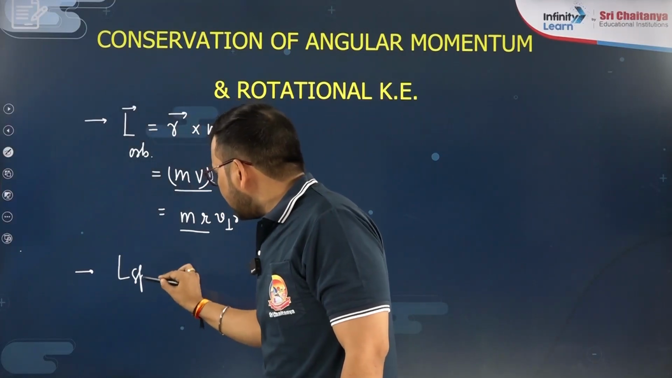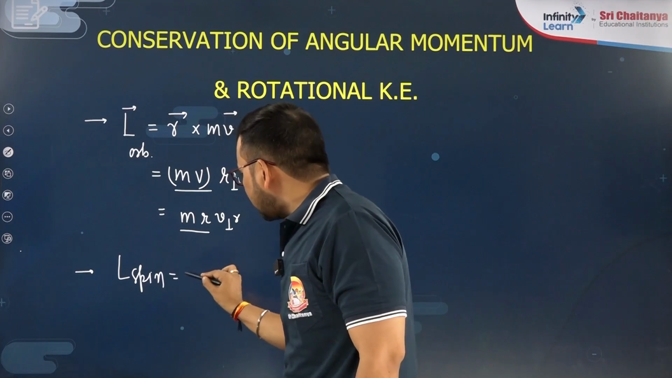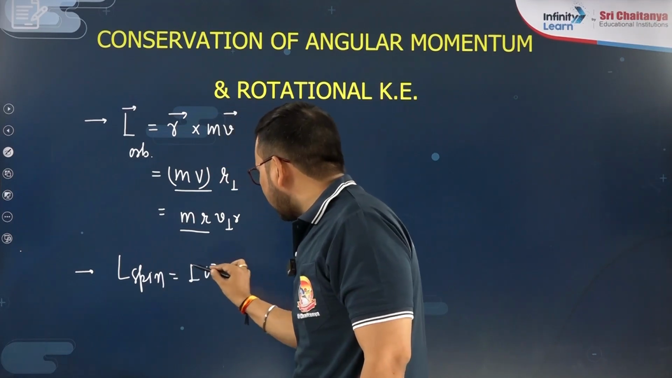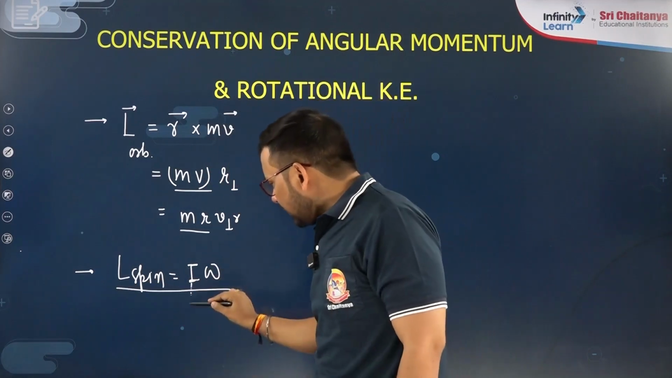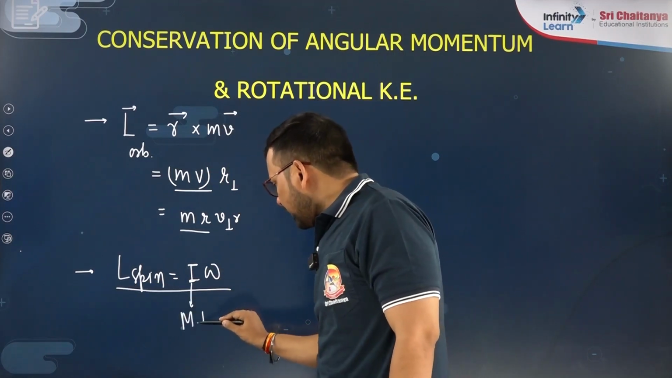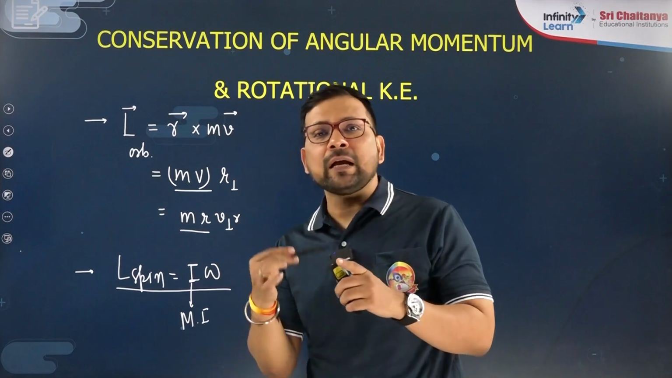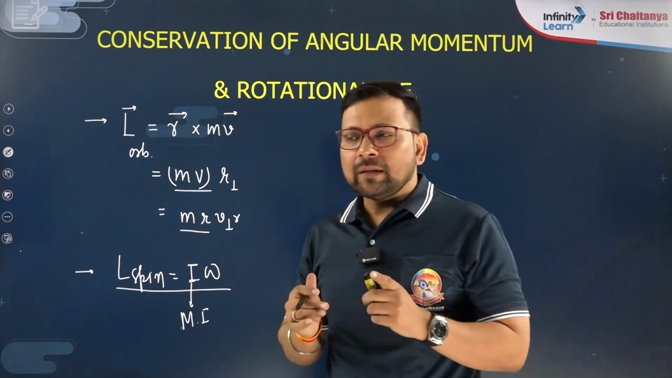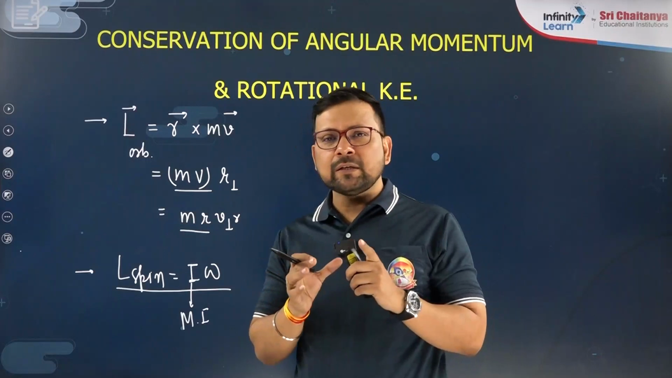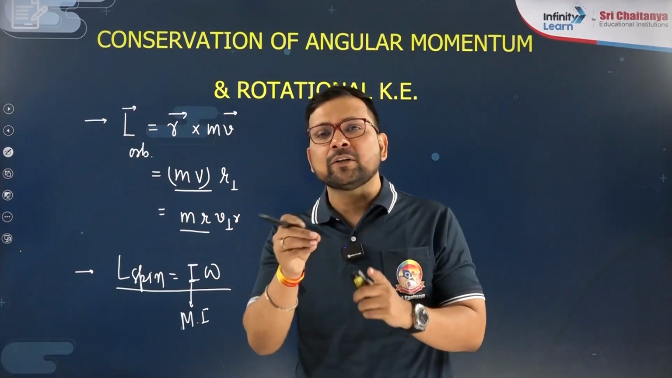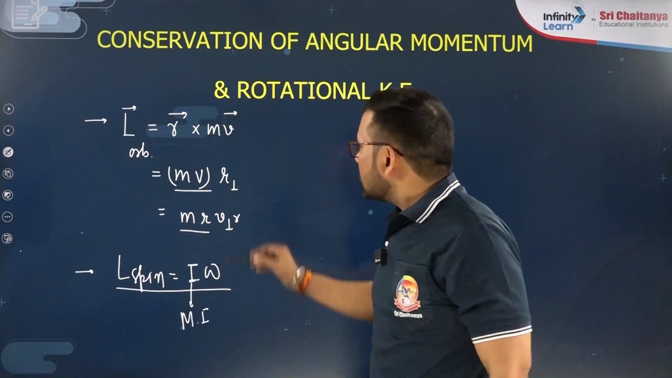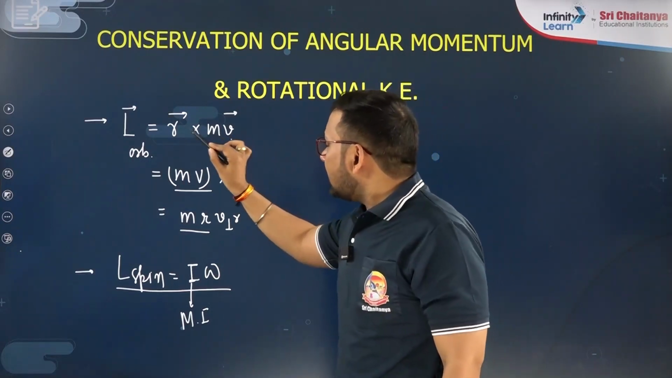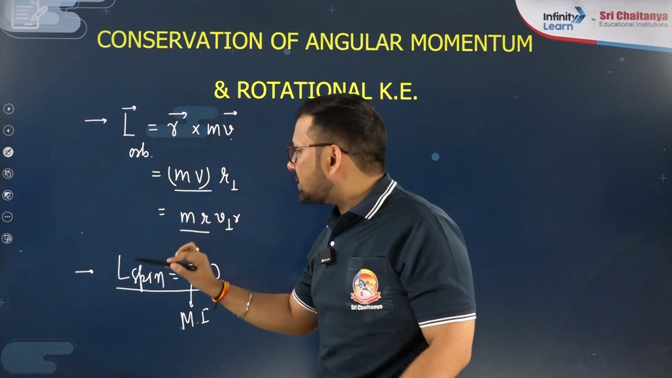Then we have to take spin angular momentum. Spin angular momentum is I into omega. I will obviously be the moment of inertia, and that moment of inertia will be about the axis of rotation. Suppose we are discussing angular momentum with respect to the center of mass, and velocity is also at the center of mass. So velocity and point of rotation are both at the same point.